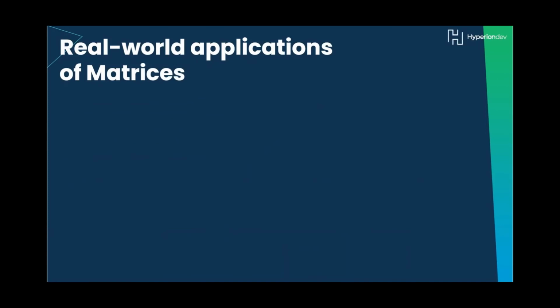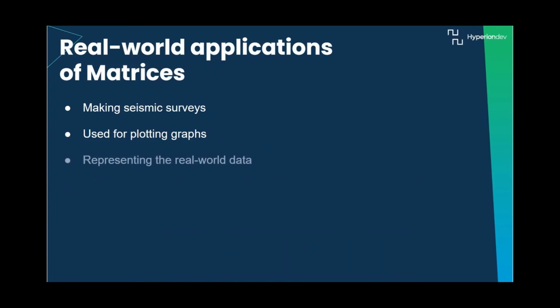So use cases for these matrices: in geography, matrices are used for making seismic surveys. It's also used for plotting graphs, statistics, and also to make scientific studies and research in different fields. And lastly, matrices can be used in representing real world data like the population of people, and things like mortality. All of that can actually be represented with matrices.